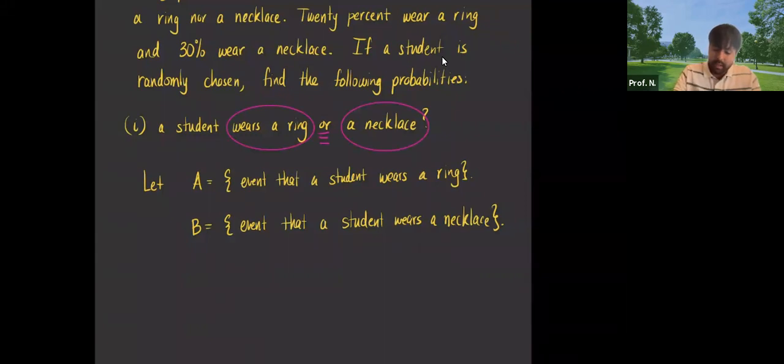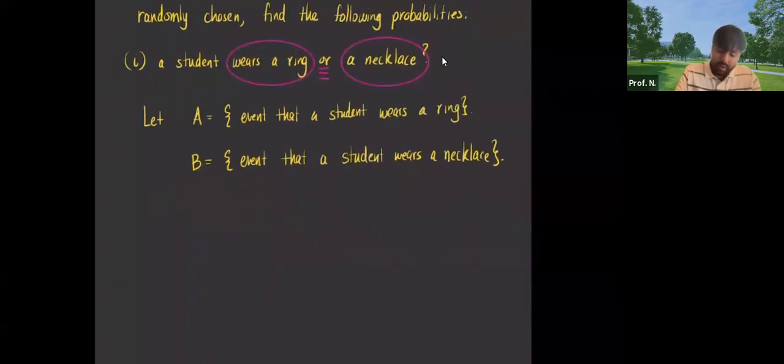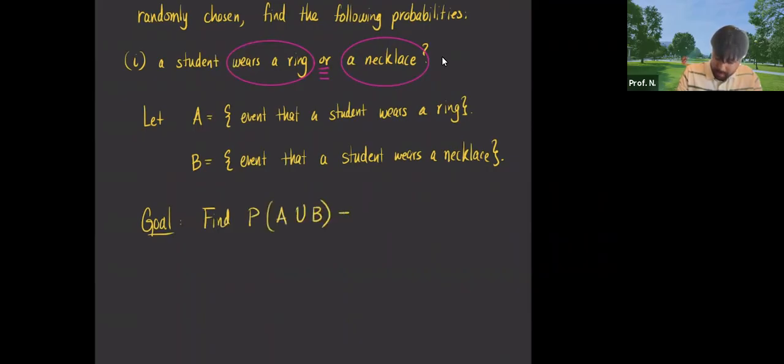So in reality, what are we looking for? Our goal is to do what? Our goal, we want to find the probability of A union B. That's what we want to find. So first thing we do is define what our events are.